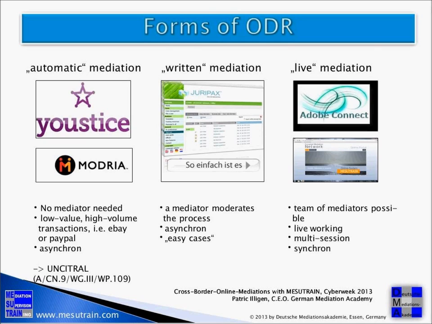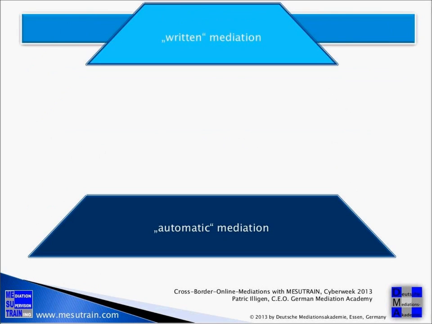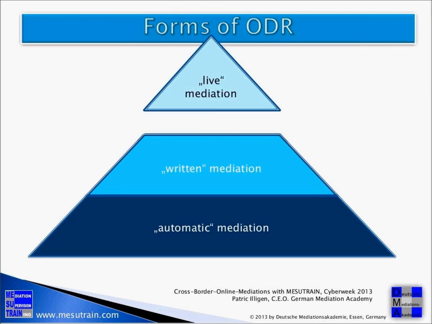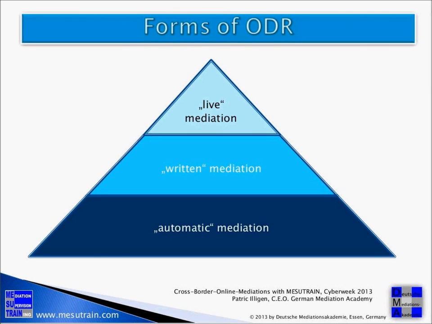Okay, we see these forms of mediation in 3 steps, like a pyramid. Automatic mediation can deal with hundreds of millions of cases. We see it in the Modria systems, which are dealing with around 60 million cases a year. Written mediation is popular in Germany and in Europe too. I think Europax is talking about several thousand cases. Live mediation is not so great at the moment in Germany and in Europe, but it's coming.